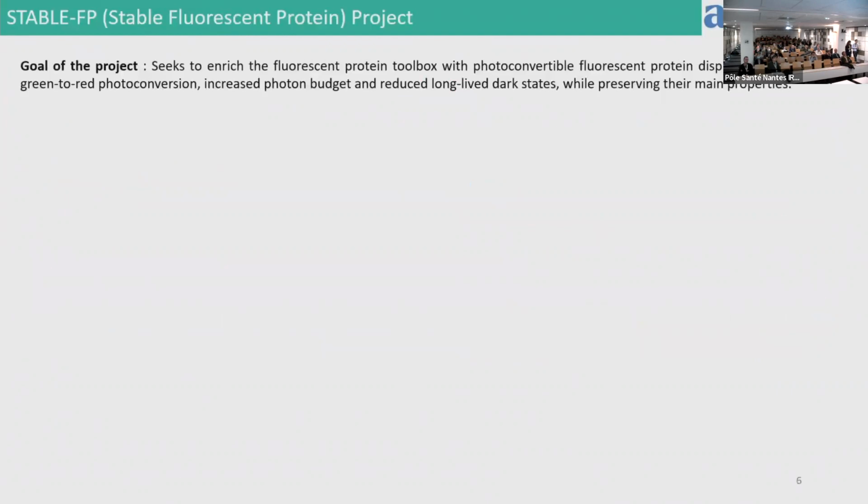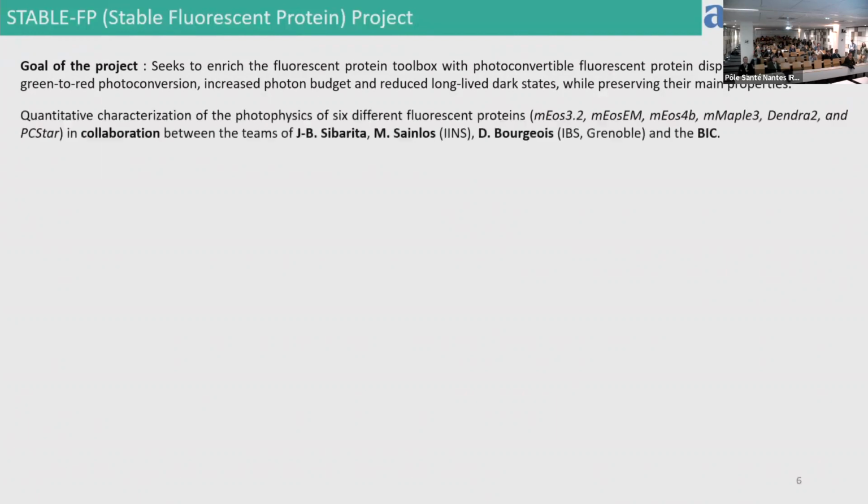So more detail about this project. It is funded by the Agence nationale de la recherche. And the goal of this project is to increase the number of fluorescent proteins available by adding new photoconvertible fluorescent proteins inside this already existing toolbox. And these proteins need to have some increased or better characteristics, such as, for example, a near complete green to red photoconversion, an increased photon budget, and so on, but they need to preserve their main properties.